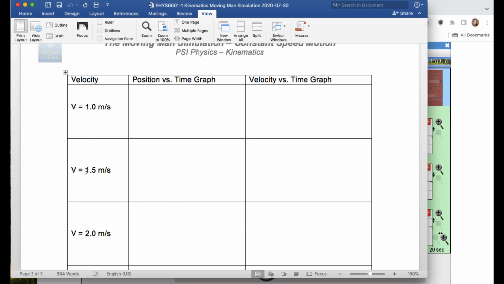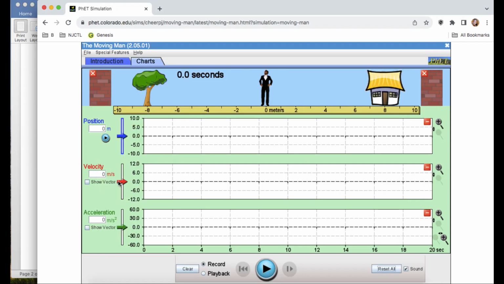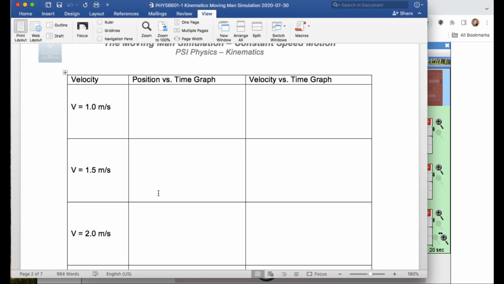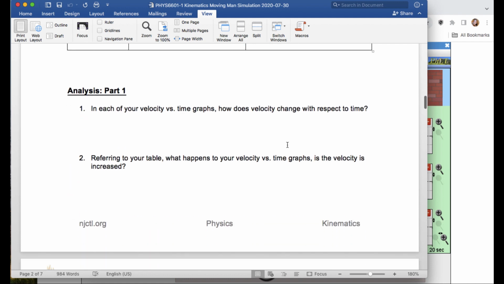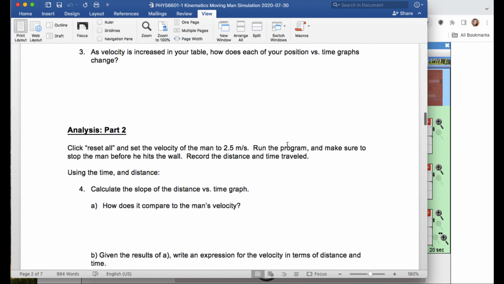And then we're going to reset everything. And we're going to do 1.5 meters per second. So we'll go here, I'm just going to type it in and hit play. He's moving slightly faster, and you can see that the slope of this line has increased. It's gotten a little steeper. This is still a horizontal line at a value of 1.5, and acceleration is still zero.